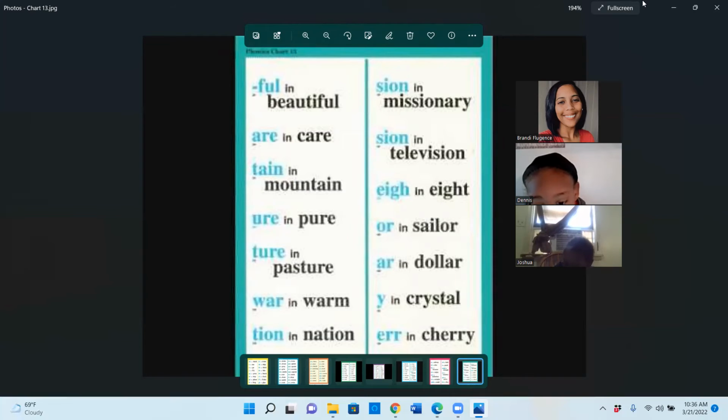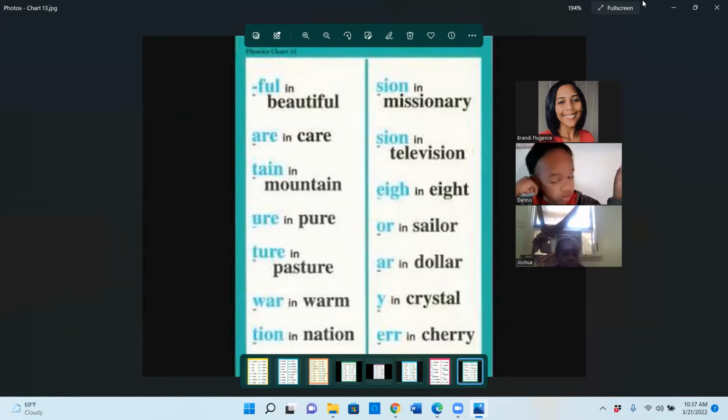TURE says chur, and pasture. WAR says war, and warm. TION says shun, and nation. SION says shun, and missionary.